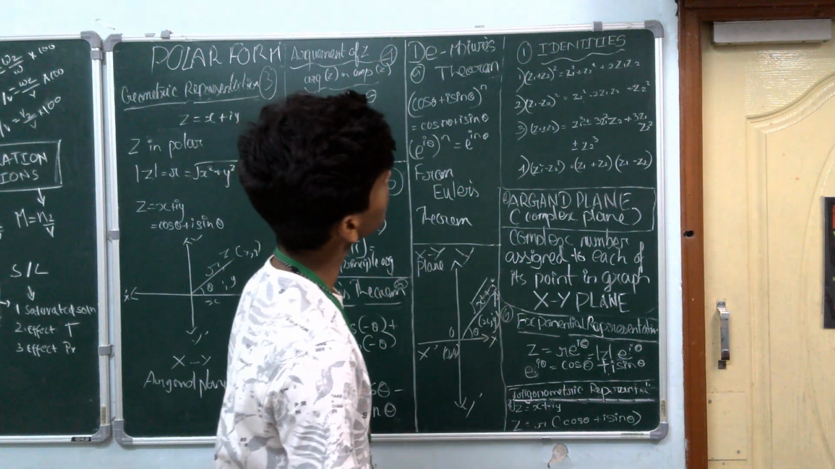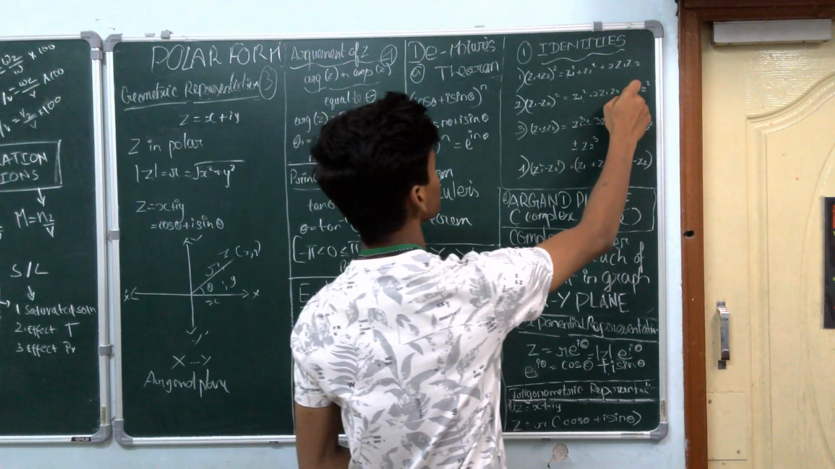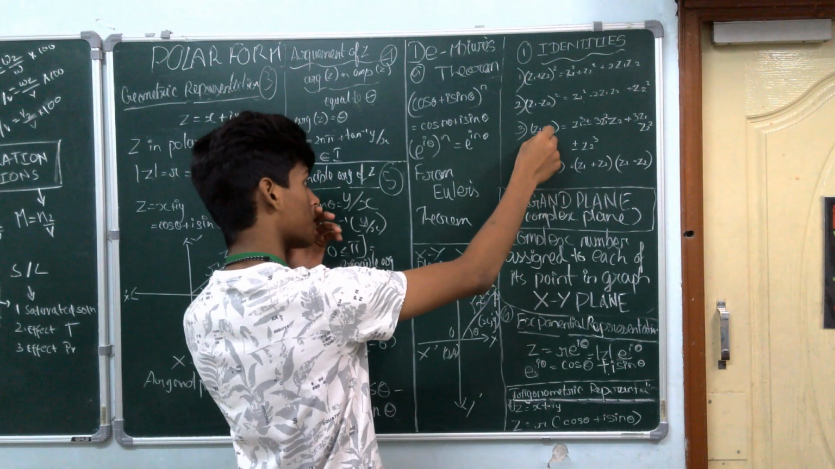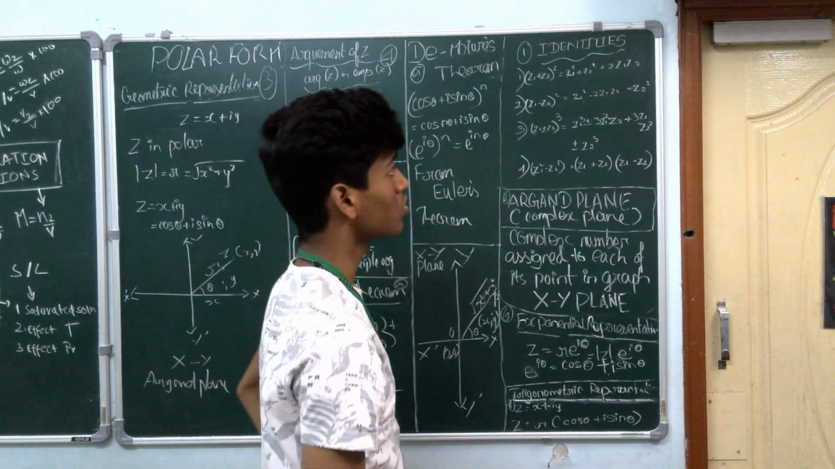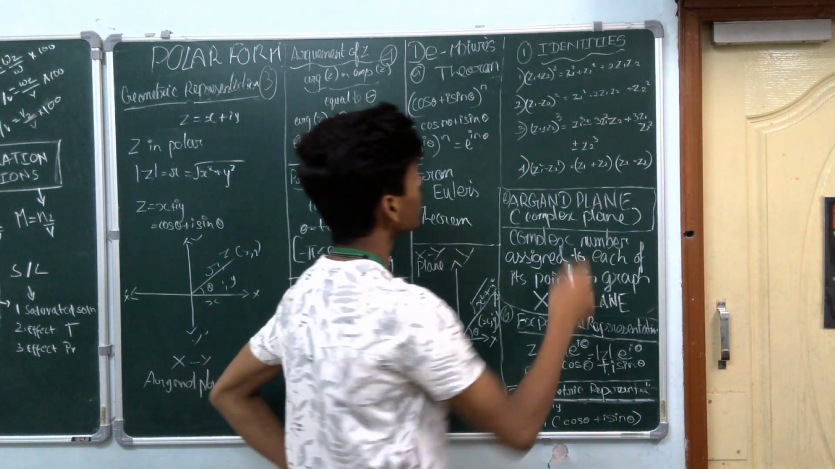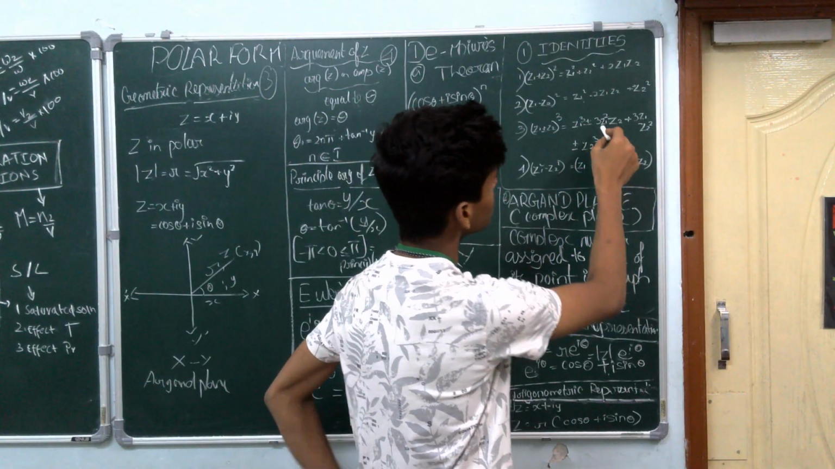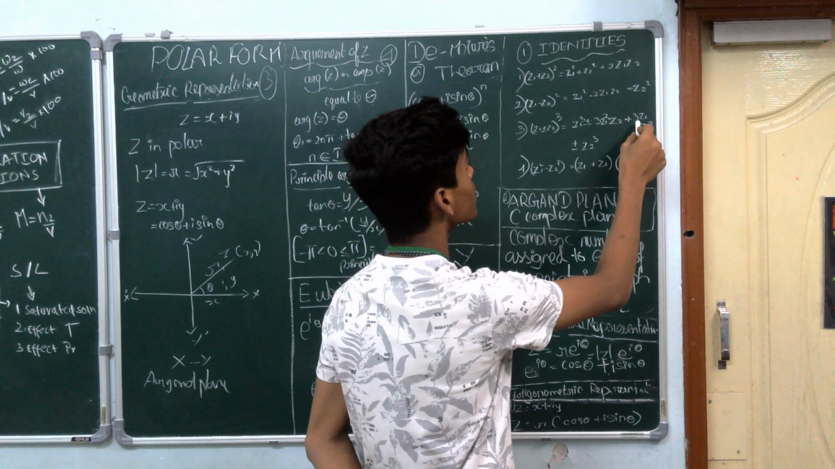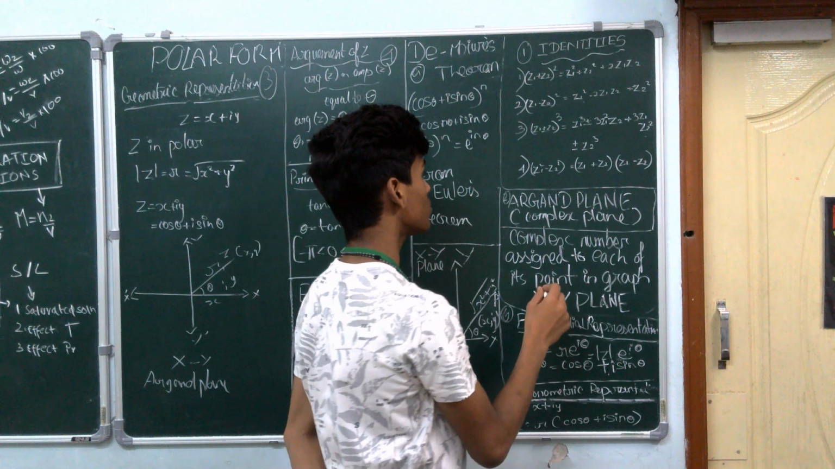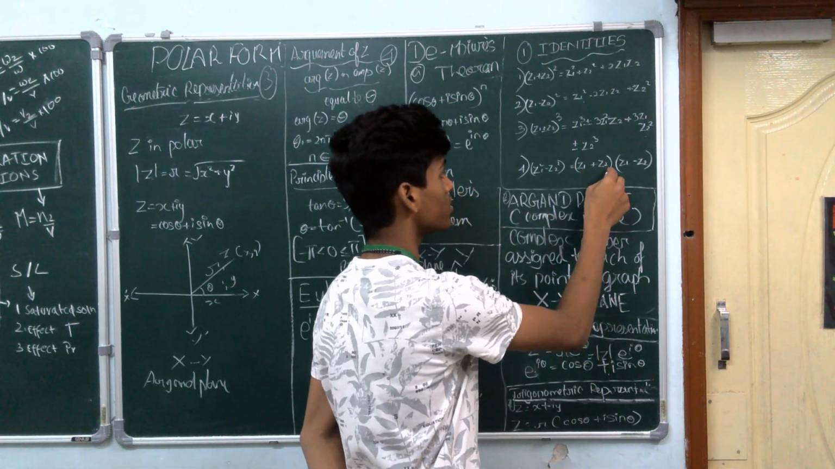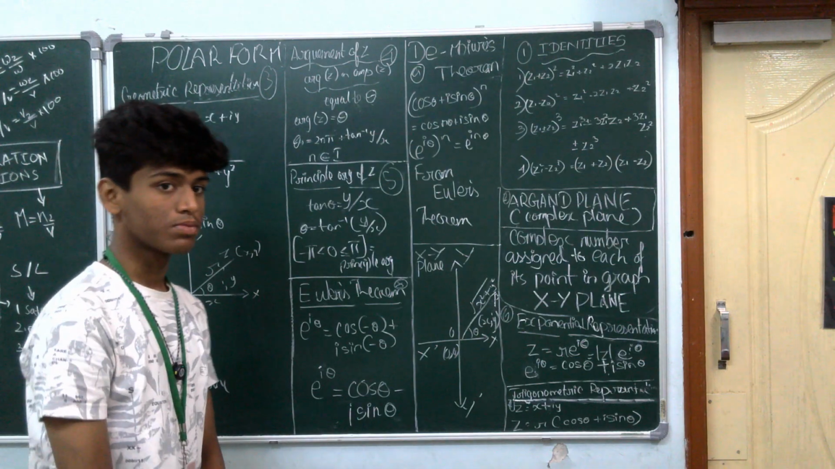(z1 minus z2) whole square is equal to z1 square minus 2 z1 z2 plus z2 square. We can also use this in the case of (z1 plus or minus z2) whole cube, so it simplifies our formula. (z1 plus or minus z2) whole cube is equal to z1 cube plus or minus 3 z1 square z2 plus 3 z1 z2 square plus or minus z2 cube. And z1 square minus z2 square is equal to (z1 plus z2) into (z1 minus z2). So these are almost similar to algebraic identities.